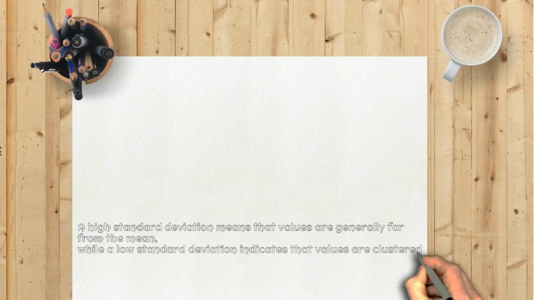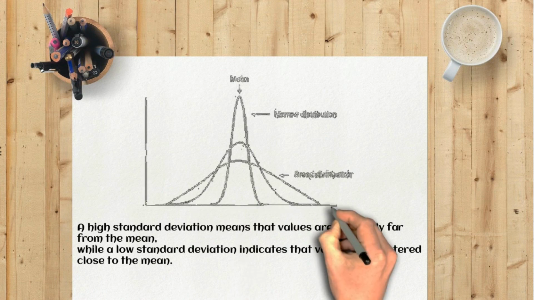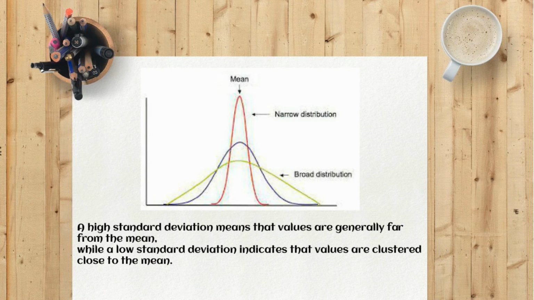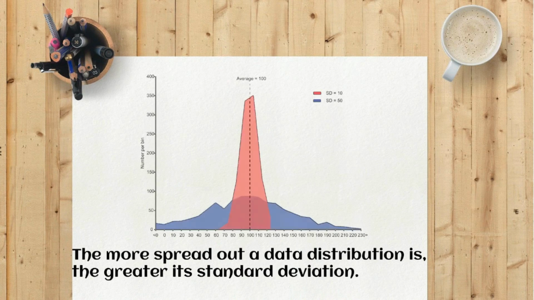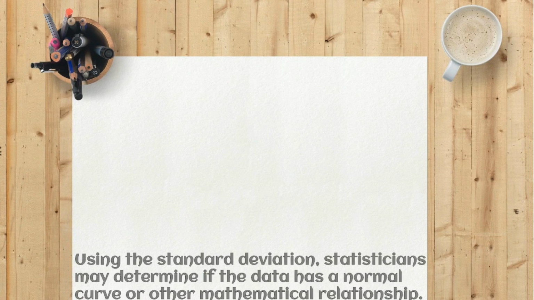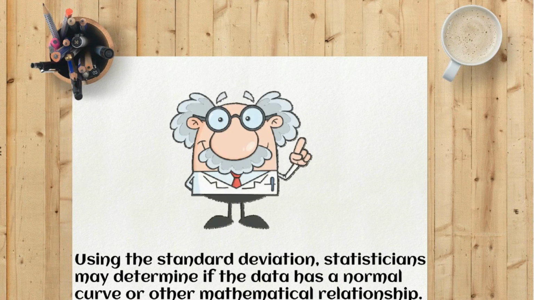A high standard deviation means that values are generally far from the mean, while a low standard deviation indicates that values are clustered close to the mean. The more spread out a data distribution is, the greater its standard deviation. Using the standard deviation, statisticians may determine if the data has a normal curve or other mathematical relationship.